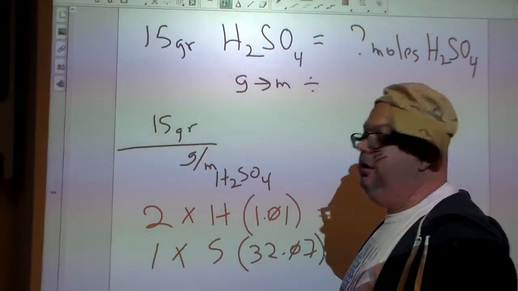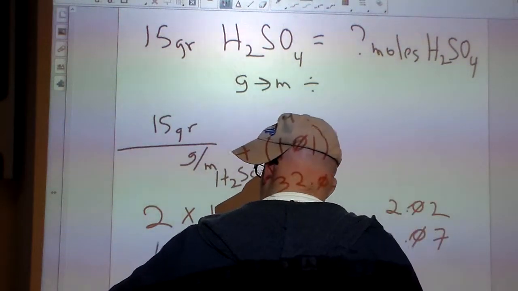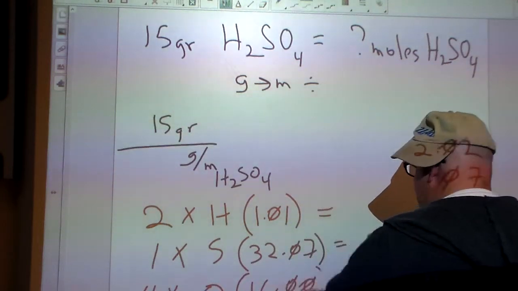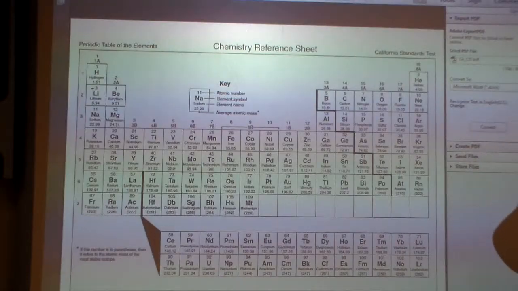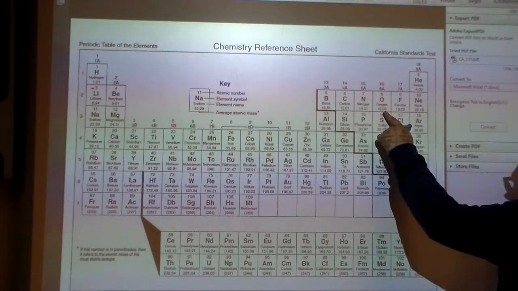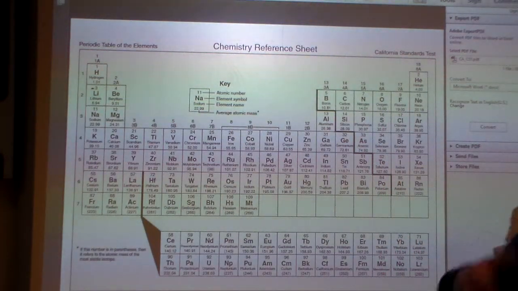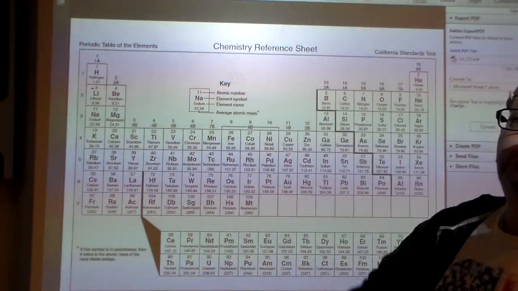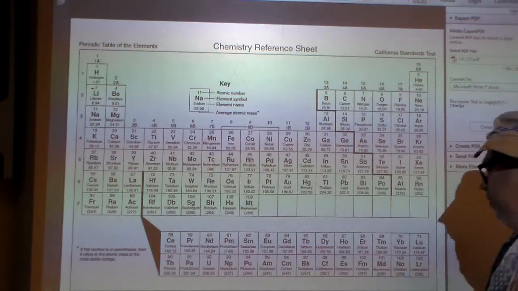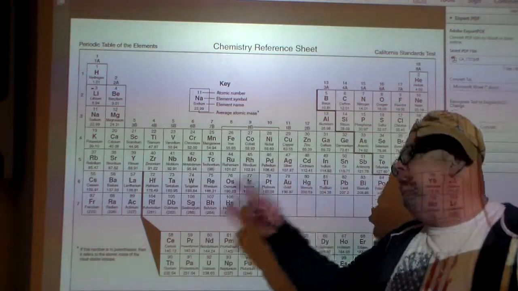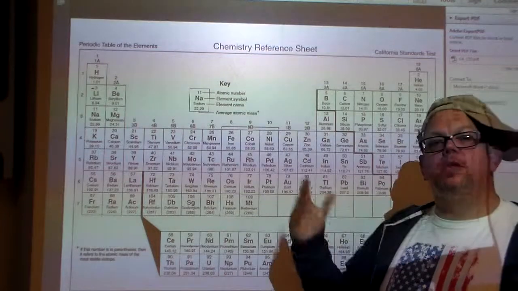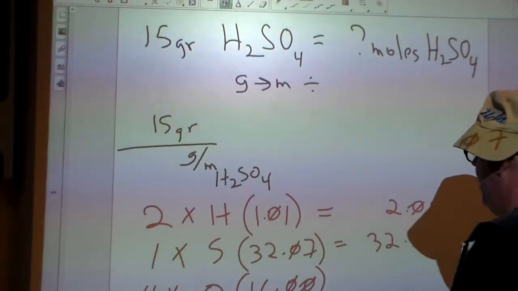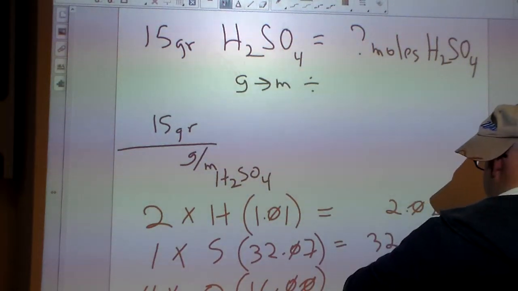And now we have 4 oxygens. Well, we know it's going to be 4 times O times 16. And somebody's going to say, wait, where did you get the 16? I got the 16 from the periodic chart right here. The more you work with this, the more some of the numbers like hydrogen and oxygen are going to come pretty quickly for you. And then you don't have to sit there and whip my screen back and forth. Pretty soon you won't need to do that, because some of that stuff you'll memorize it. Now 4 times 16 happens to be 64.